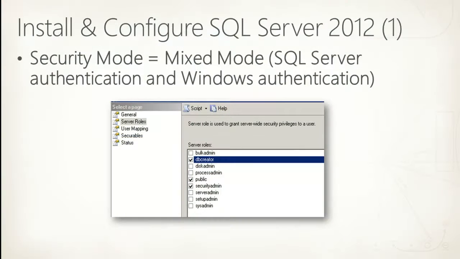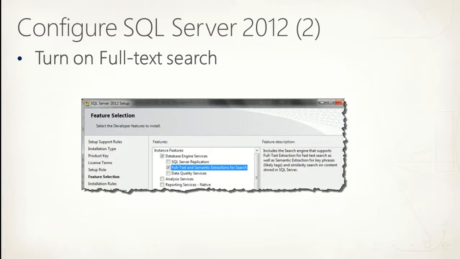When you are installing SQL Server 2012, you will be asked which security mode you need. So you need to pick the mixed mode security, and the service account used for Access Service needs to have the server roles listed on this picture. It's DB creator and security admin. Next, during the install of the SQL Server, we ask you to turn on full text search. That is for the built-in search experience in Access application.